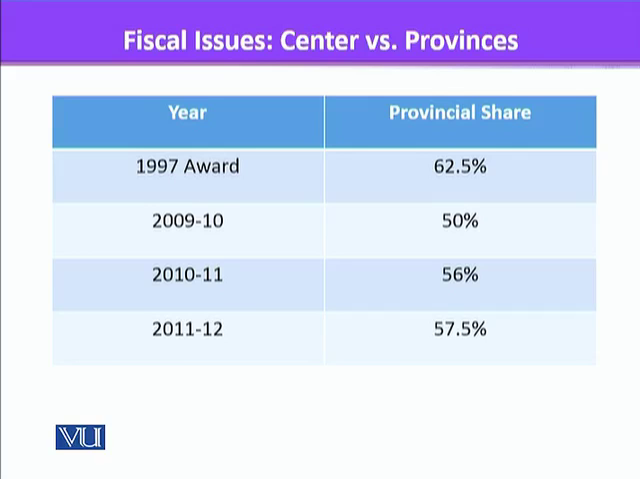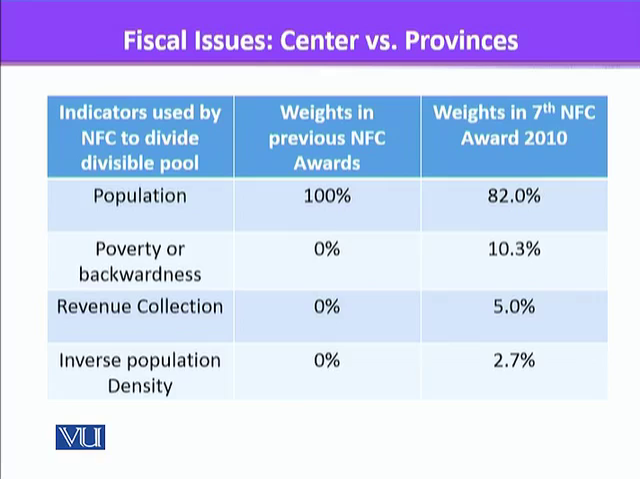So if we look at 1973 to 1997, the federal government had the majority of shares. The 1997 award, which is the second last award we had, gave 62.5% of the money from the divisible pool to the federal government, and 37.5% to the provinces. But since the 7th NFC award, which is 2010, more and more money has been shifted to the provinces. This has something to do with the 18th Amendment also, because health and education and other issues will be dealt with at the provincial level. So now we have 57.5% of the money going to the provinces.